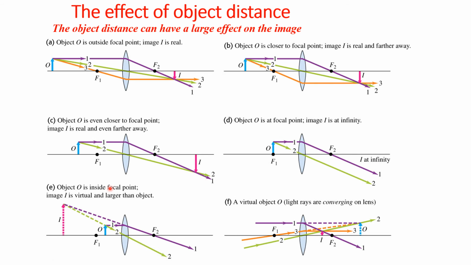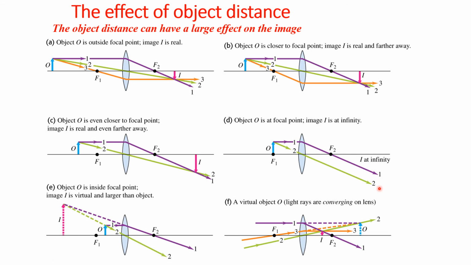Another case is D, when the object is at the focal point. If an object is at the focal point, we plot these rays. The first ray is incident parallel to the principal axis and refracted by passing through the second focal point. The second ray is incident by passing through the center of the lens, and it is refracted in its same line.